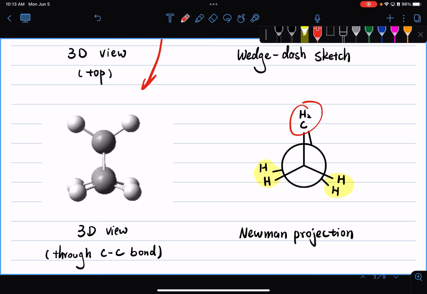If you remember, in a typical linear molecule, you can have them in the staggered conformation. So let me just break it down into a linear molecule.